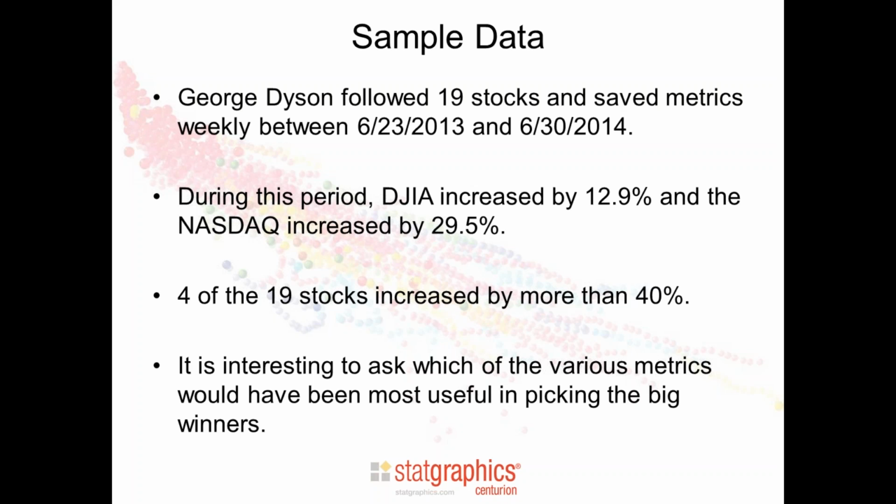So I decided, why don't I try to figure out which of those 69 metrics that FinViz gives you would have been most useful in picking the big winners. The big winners are the 4 out of the 19 stocks that increased by more than 40%.